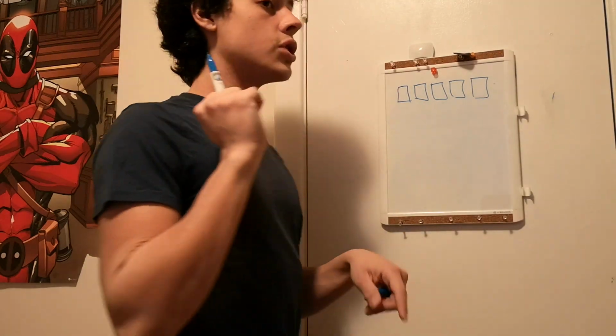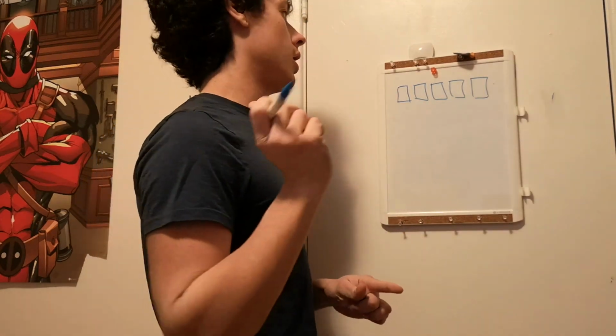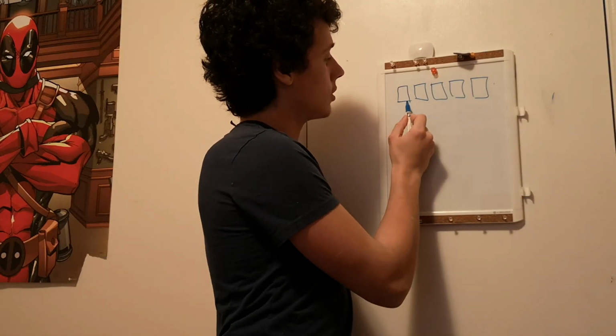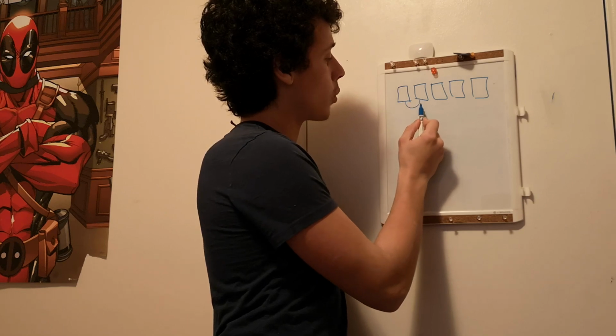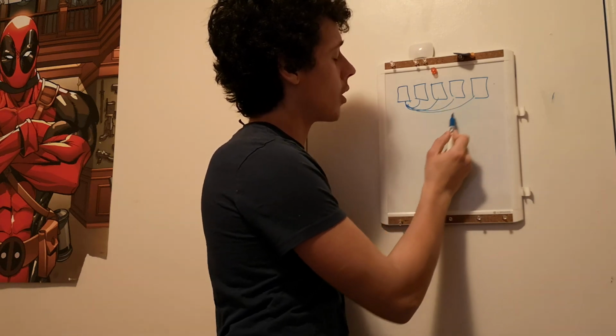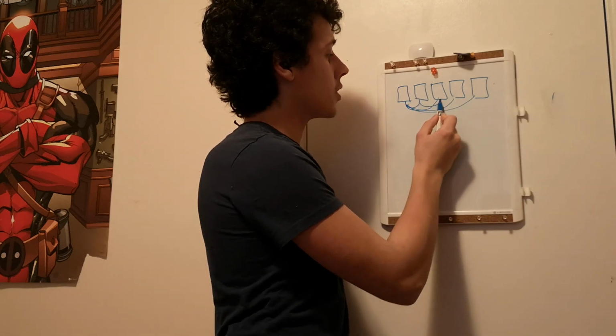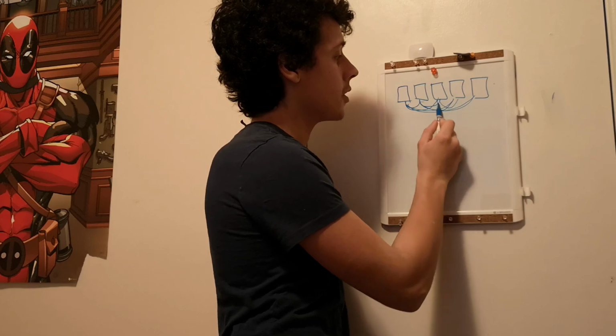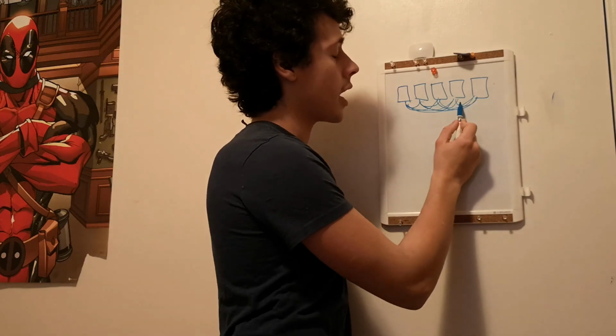Well, we could choose this one and this one. We could choose this one and this one, this one and this one, this one and this one. Or we could choose this one and this one, this one and this one, this one and this one, or this one and this one, this one and this one, or this one and that one.